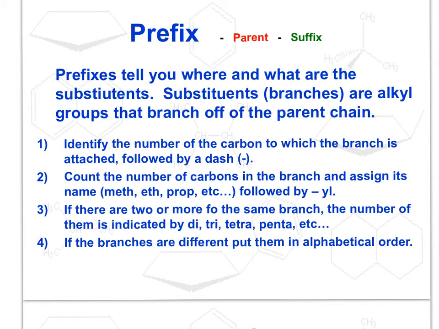So if the branch is 1 carbon, you call it methyl. If the branch is 2 carbons, you call it ethyl. If it's 3, you call it propyl, and so on. If you have 2 or more of the same branch, the number of them is indicated by di, tri, tetra, penta, and so on. So if I have 2 methyl groups, I'd say dimethyl. If I have 3 ethyl groups, I'd say triethyl, and so on. And lastly, if the branches are different, you put them in alphabetical order. So ethyl comes before methyl, which comes before propyl, because E comes before M before P in the alphabet.